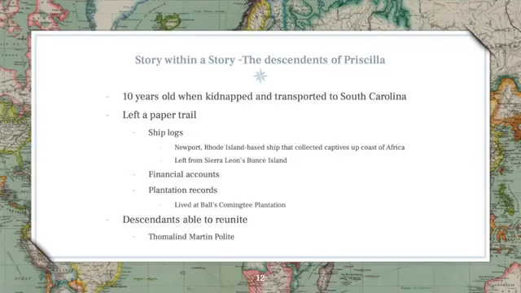These records included ship logs, financial accounts, and plantation records. This has allowed Priscilla's seventh-generation daughter, Kaitlyn Martin Polite, to reunite with other descendants during a celebration in 2005. These ship records allow us to know that Priscilla was aboard a Newport, Rhode Island-based ship that went along the coast of Africa collecting slaves. She was taken to Ball's Comington plantation where she lived the rest of her life.